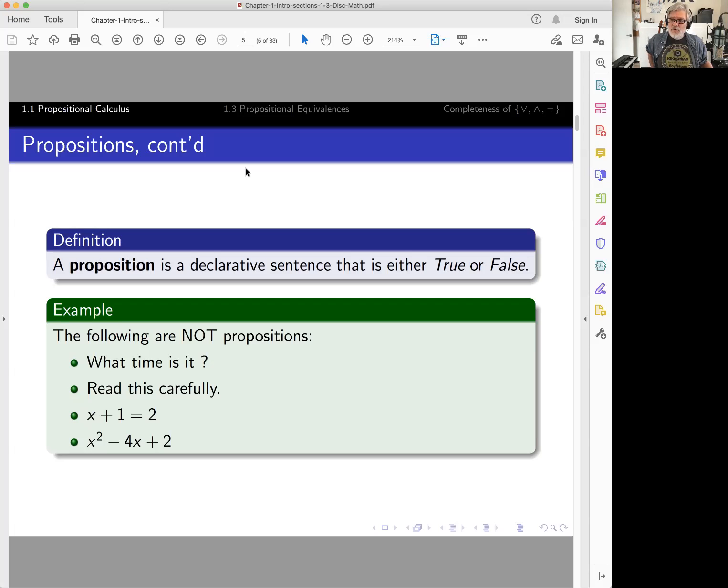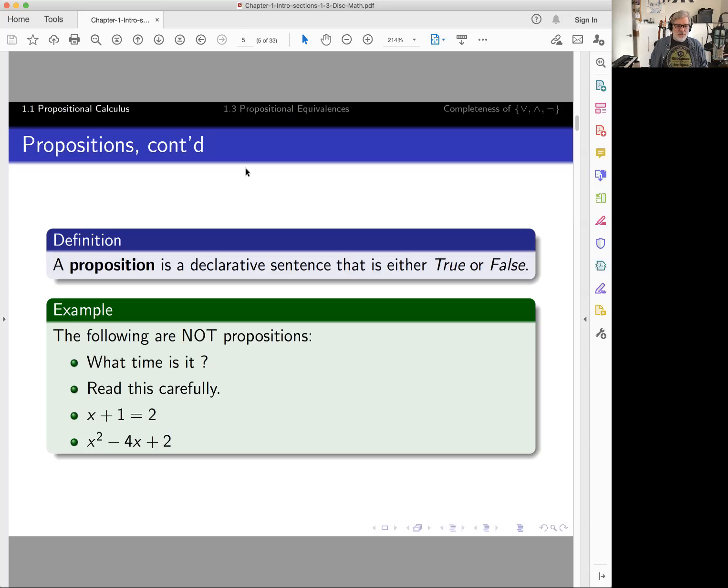So x + 1 = 2. You'll agree, I'm sure, that it's not clear if this is true or false. It depends on something, right? It depends on the value of x. If x is 1, this is true. And if x is not 1, this is false. So it's not a proposition by itself, but it's sort of close to a proposition. And in section 1.4, we'll start looking at things like that, where we'll modify expressions like this to make them into propositions.